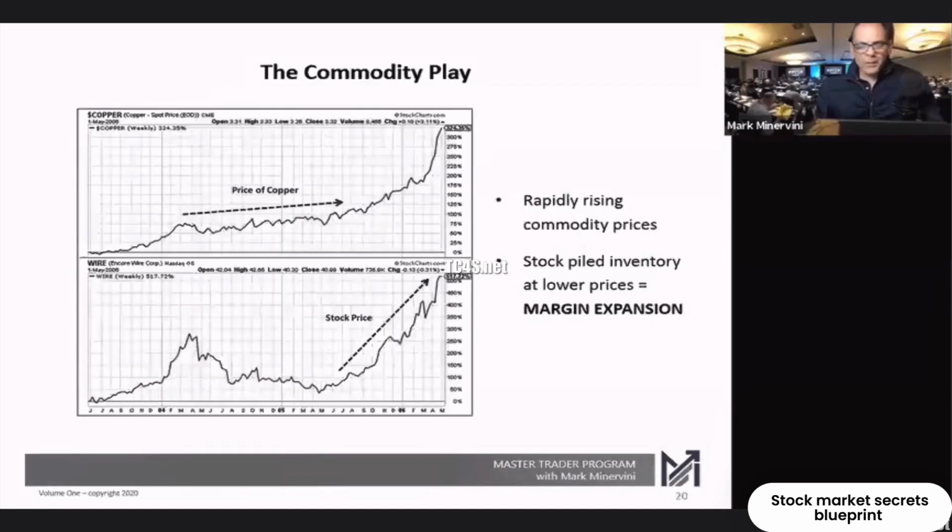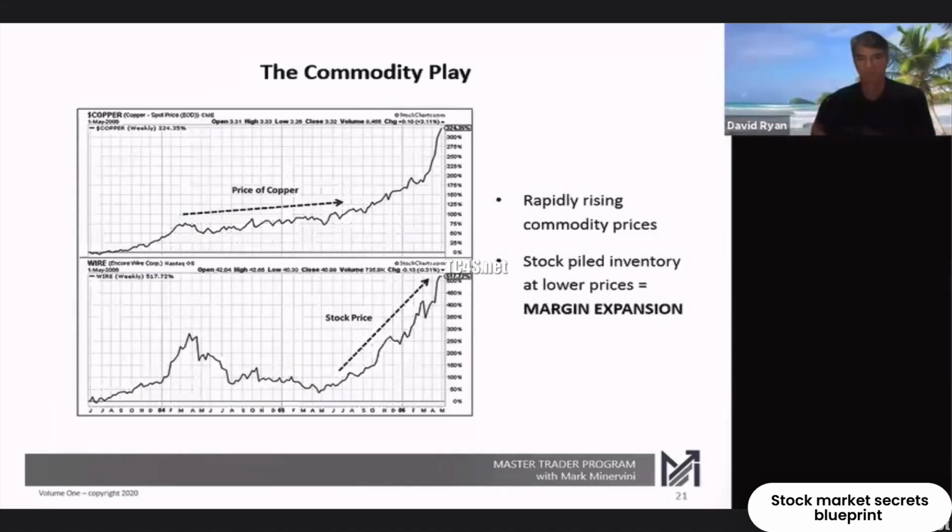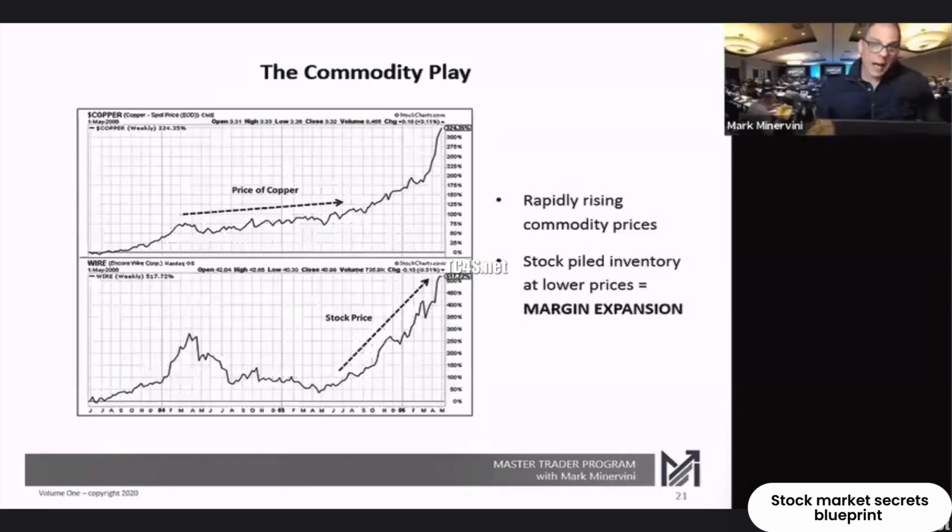Now, real quick, I always just show this one play that I made that was a commodity play, and again, it's a cyclical type play. Back in 2004, 2005, copper prices had soared, and I noticed that Encore Wire was setting up in a base, and I did a little research on it and found out that they had stockpiled a whole bunch of copper that they had bought prior to copper prices soaring.